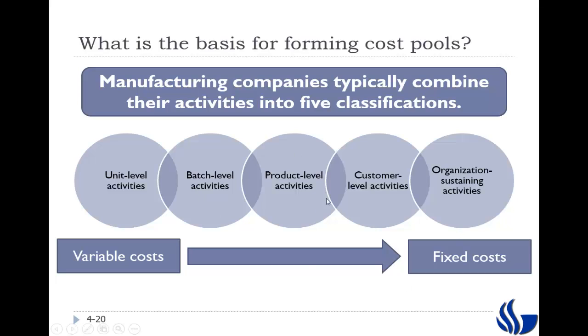All right, then we've got product level activities, not to be confused with unit level activities. Product level activities correspond to the number of product lines you have, or the types of product lines you have. Like I was just talking about General Motors, you might have a Camaro, you might have a Corvette, you might have Lumina, whatever the case may be.